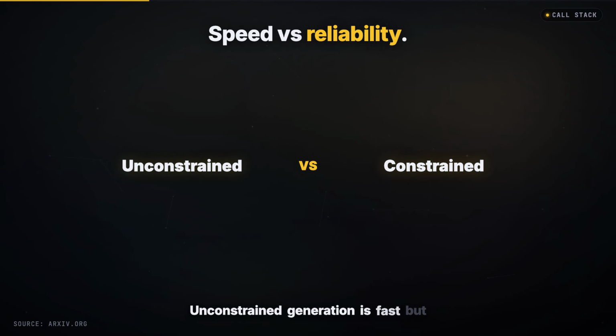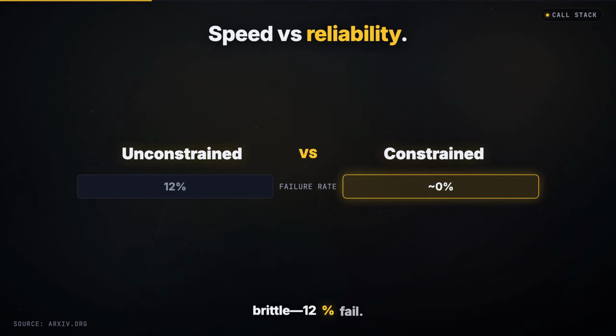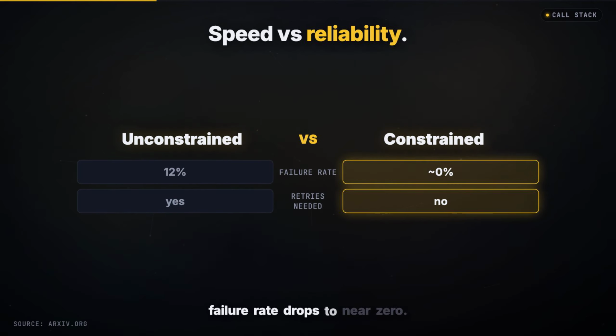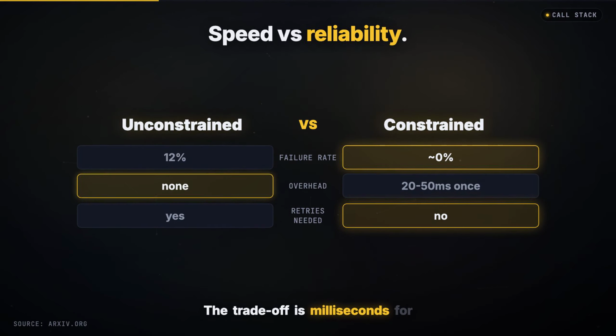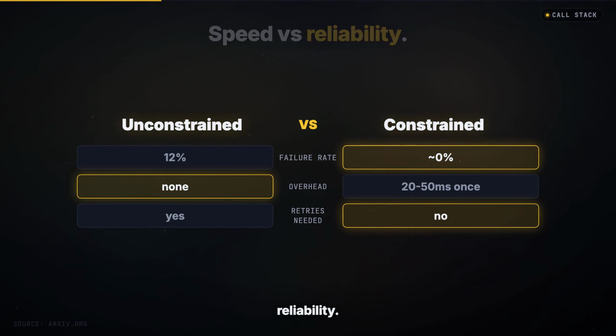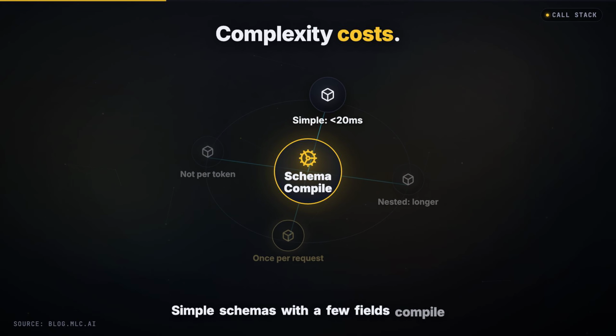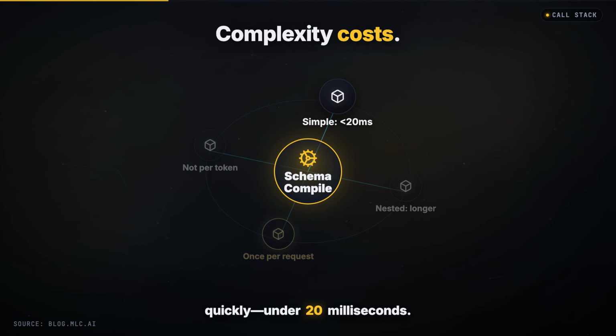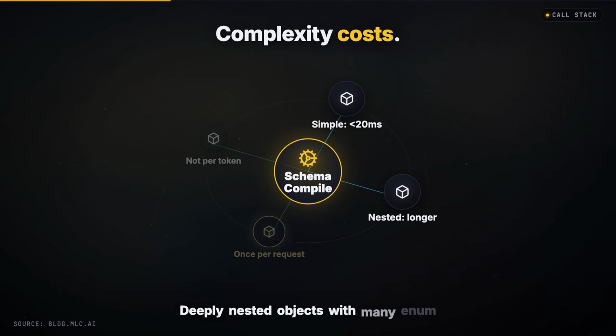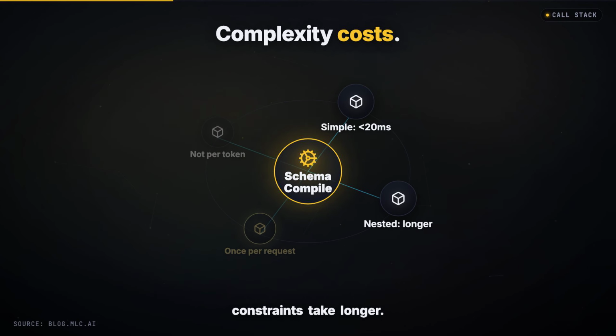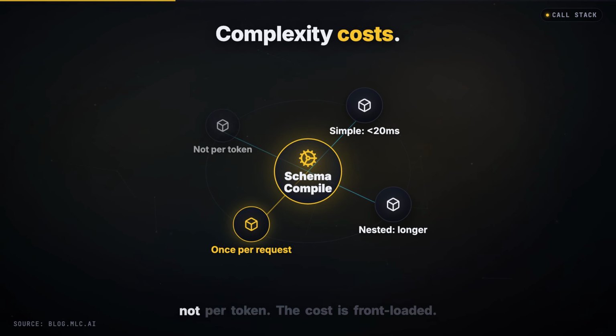Unconstrained generation is fast but brittle. 12% fail. Constrained decoding adds overhead, but the failure rate drops to near 0. The trade-off is milliseconds for reliability. The overhead depends on schema complexity. Simple schemas with a few fields compile quickly, under 20 milliseconds. Deeply nested objects with many enum constraints take longer, but it happens once per request, not per token.